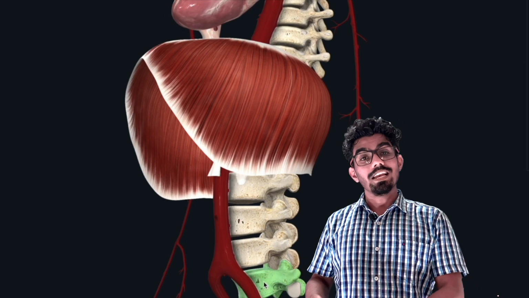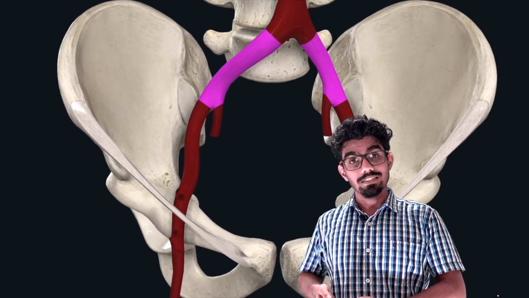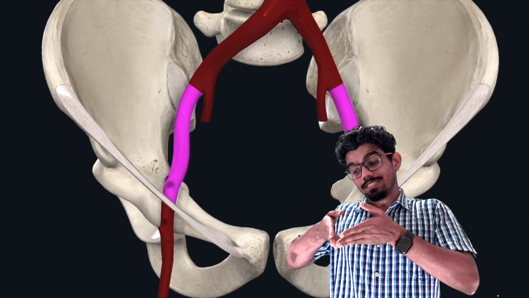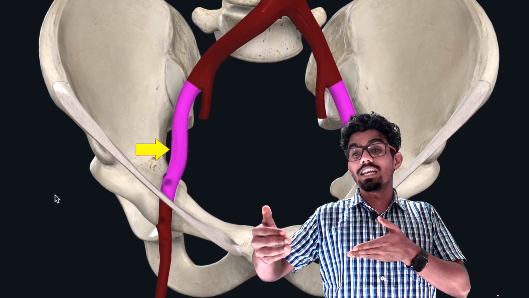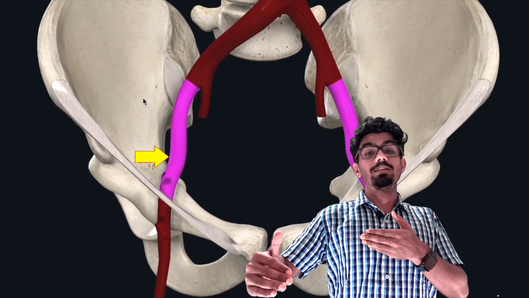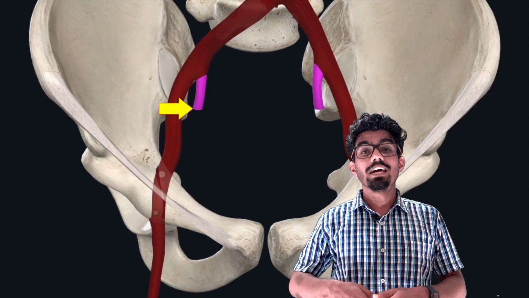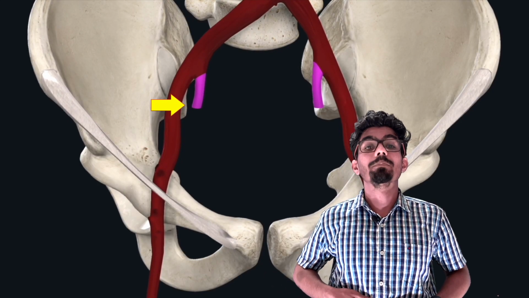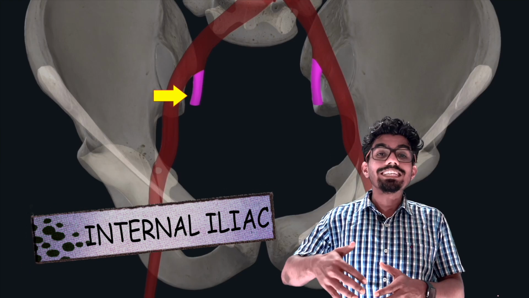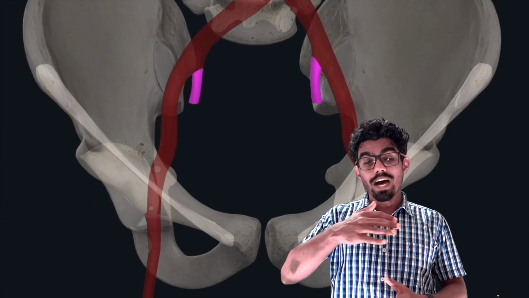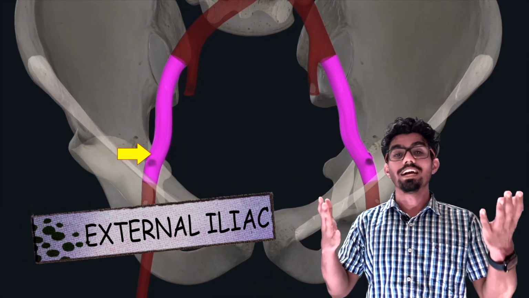Now the common iliac arteries on each side go downward like this and again divide into two arteries. One goes externally, and one turns inward to supply the visceral organs in the pelvic region. The one which turns inward is called the internal iliac artery, and the branch of common iliac which goes outward is called the external iliac artery.